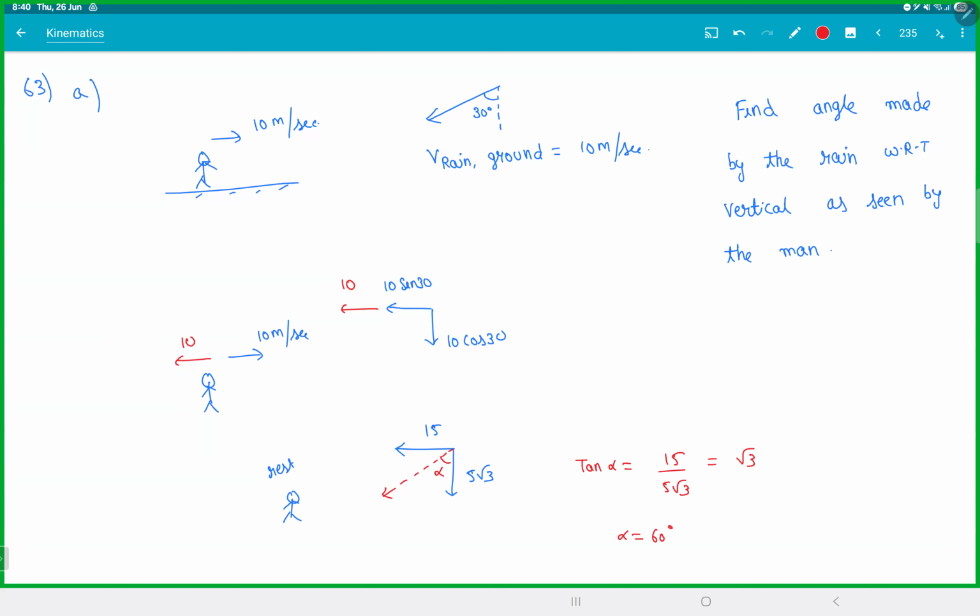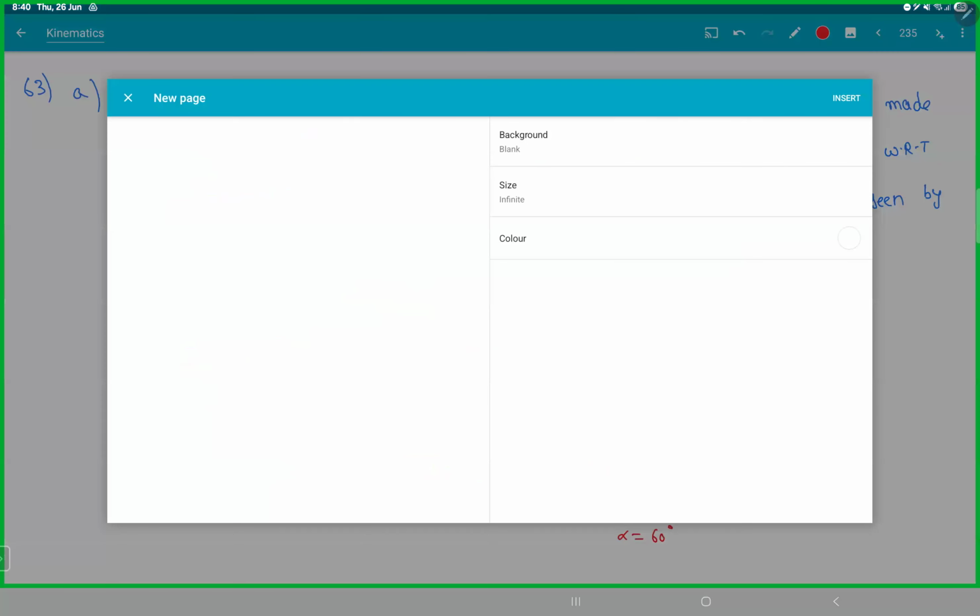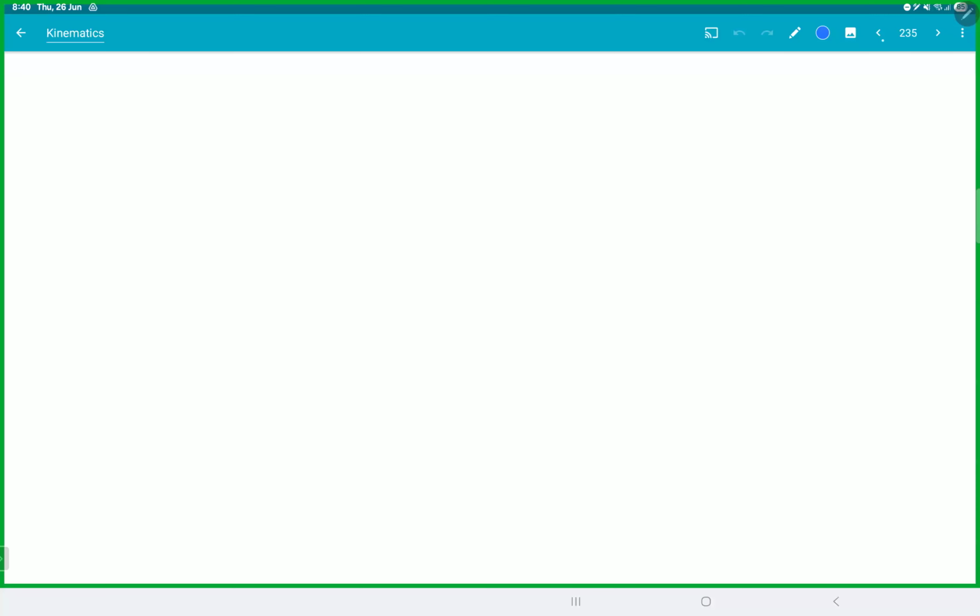Is the idea clear, everyone? That's it. That's a simple way of putting it. So we have a very fancy way of writing this. You can also use all technical terms like this. Velocity of man with respect to, velocity of the rain as seen by the man is nothing but velocity of the rain with respect to the ground minus velocity of the man with respect to the ground.